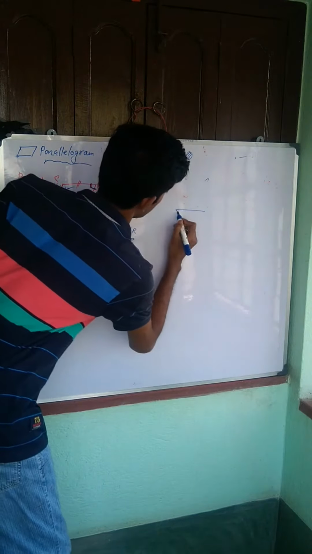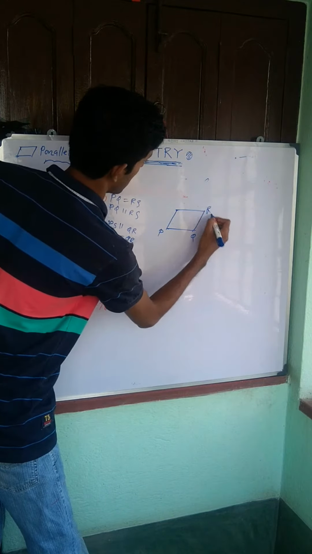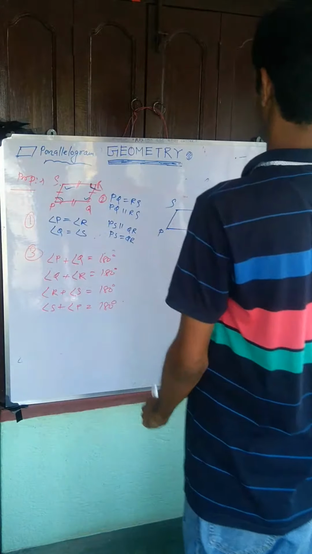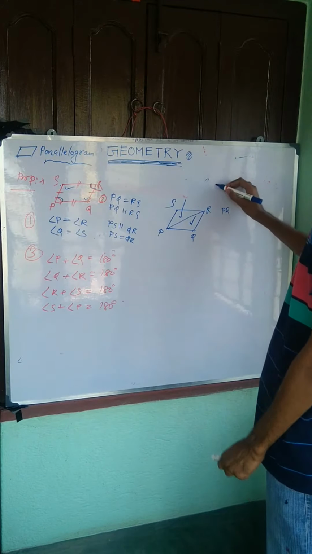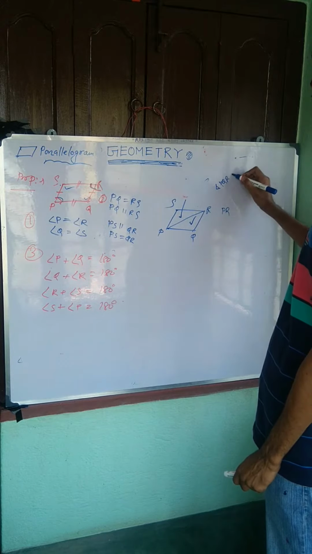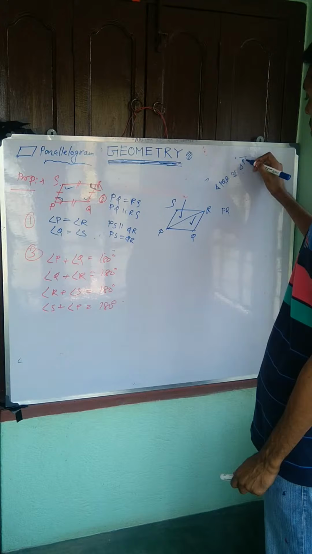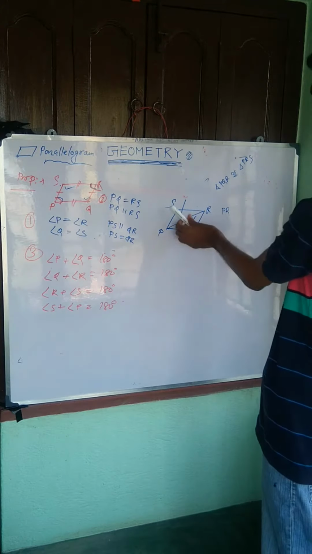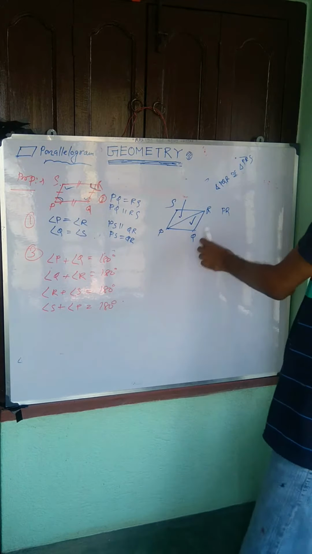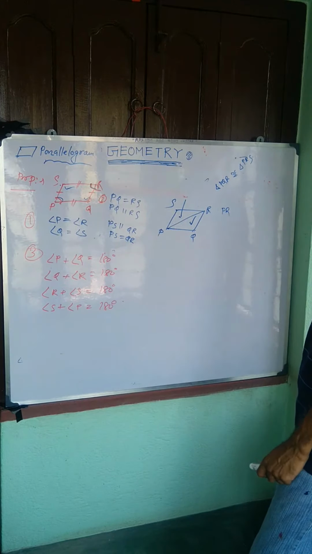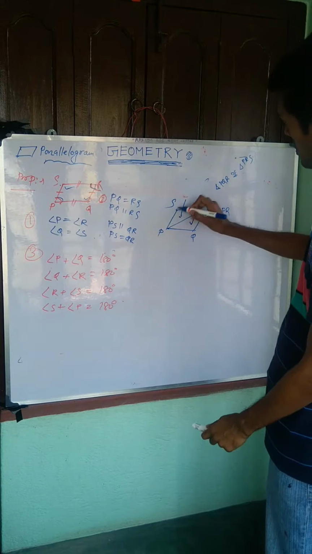The next property. So next is PQRS. If we draw this diagonal PR, triangle PQR is congruent to triangle PRS. Okay. Similarly, if you draw this diagonal QS, triangle PQS is congruent to triangle QRS. Is it understood? And the diagonals in a parallelogram are also equal, that is PR equals QS.